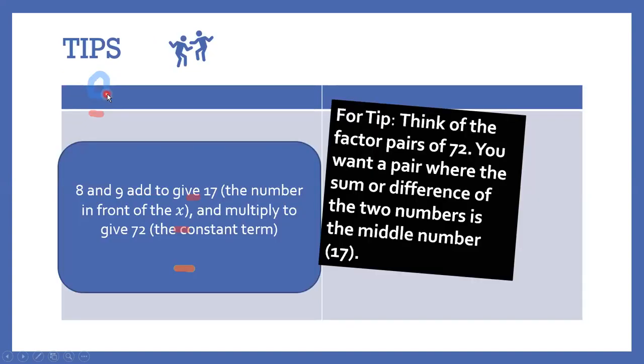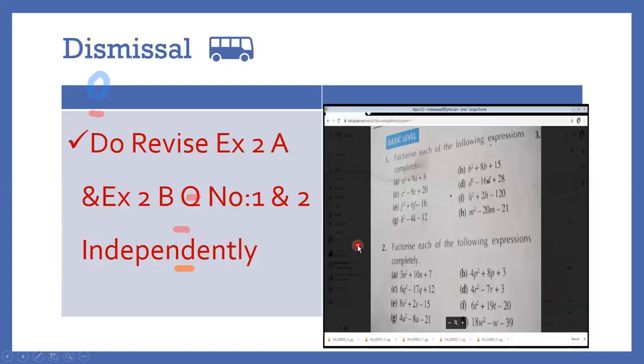Getting my point? Now next step, think of the factor pairs of 72. You want a pair where the sum or difference of the two numbers is the middle number, as I already told you. Clear? So you have to do revise exercise 2A and 2B, question number 1 and 2 independently. Clear? Clear to all? Thank you very much.